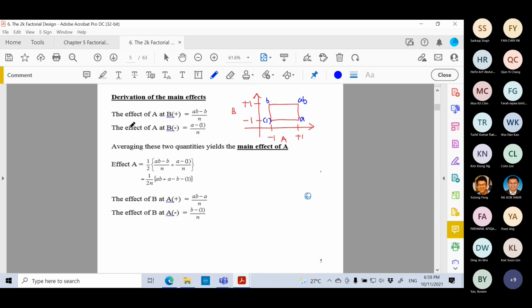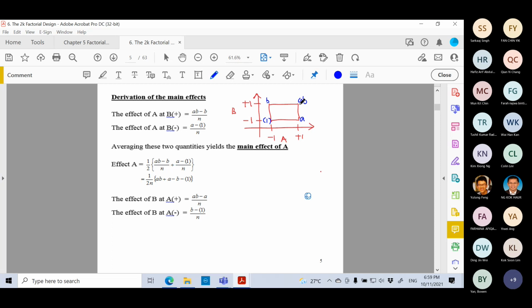Okay, so if I want to know the effect of A at B positive, you refer to the B positive. What is the effect here? It is AB minus B divided by n here. So you will know from this level to this level, what is the change? You use AB minus B, so you will know whether it is positive or negative, or if the value is 0, there is no difference. Then divided by n, because for the average value here, the AB is a total under this cell.